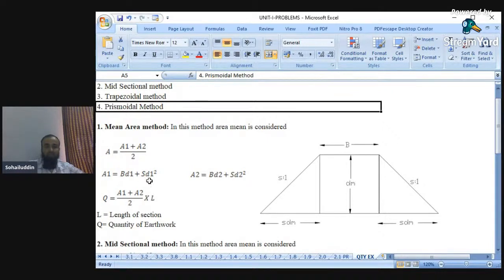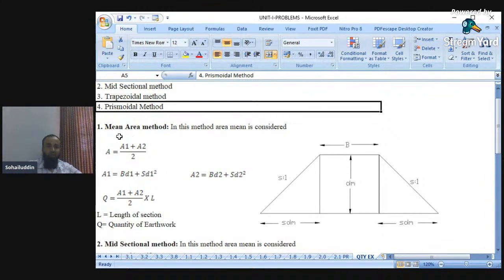So here, instead of DM, we are considering area 1 as A1 and depth 1 as D1. For the next area we are considering A2 and depth D2. It is the same as S D1 squared. Half and 2 cancel. So S D1 squared is the area of these two triangles added together, and B D1 is the area of this rectangle. B into D is the area of the rectangle, and the addition of the two triangles is S D1 squared.